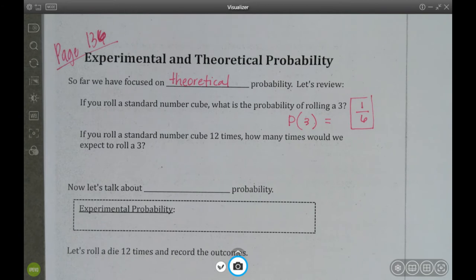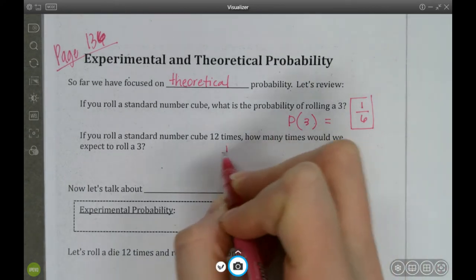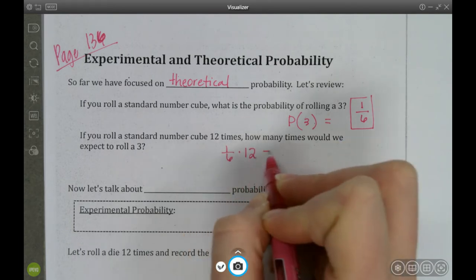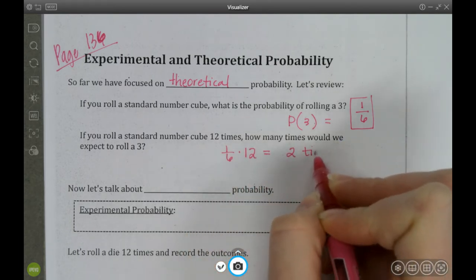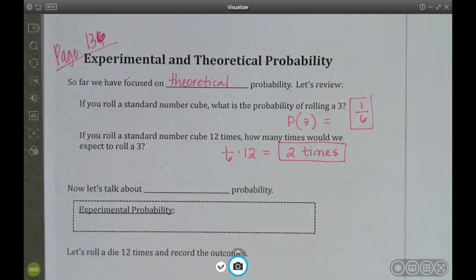If you roll a standard number cube 12 times, how many times would we expect to roll a 3? How would you figure that out? Someone other than Weston. Yep, 1 out of 6, because that's our probability of rolling a 3, times 12 is going to give us 2 times. So in theory, if we roll a dice 12 times, we should get a 3 twice.